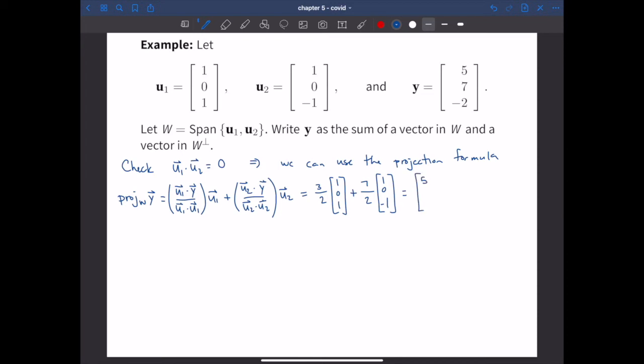And when we add these up, we get 5, 0, negative 2. Okay, so that gives us the orthogonal projection of the vector y onto the space spanned by u1 and u2. Now we want to find the orthogonal component. The way we find that is we just take the original vector y and we subtract off the projection vector.